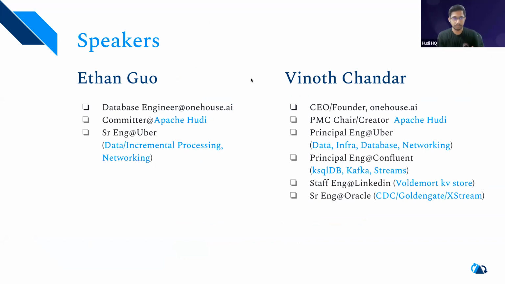All right. To just introduce myself and kick things off here, I'm Vinod. I'm currently founder CEO at One House, and I also serve as the PMC chair for Apache Hudi with the Apache Software Foundation. Before this, I spent 5 years at Confluent actually working on Kafka KSQL, and Hudi happened at Uber, where I worked on a bunch of things, including data infra, networking. That's kind of like how I know Ethan. And before that, I was at LinkedIn working on our key value store at the time, and started my career at Oracle. So I have mostly done databases for a long time.